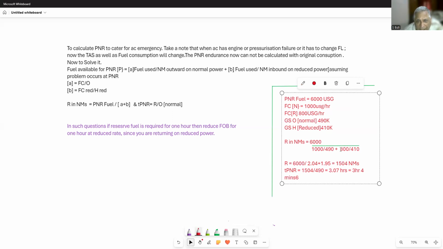And on the way back, reduced fuel consumption divided by the reduced ground speed. And I will get the value of R, in this case, 1504 nautical miles. And time to PNR will be this distance divided by the normal ground speed outbound with which I've been flying, 3 hours and 4 minutes. Okay. So this is the way I will solve this question.